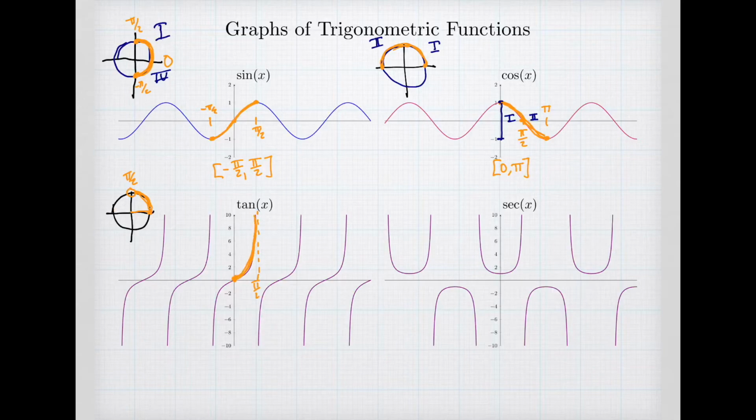Instead, what makes more sense is to extend it in the other direction, and go backwards into quadrant 4. If I do that, I get from minus pi over 2 to pi over 2. Notice that I can't use either of the endpoints. They correspond to my vertical asymptotes. So my restricted domain for the tangent goes from minus pi over 2 to pi over 2, not including the endpoints.